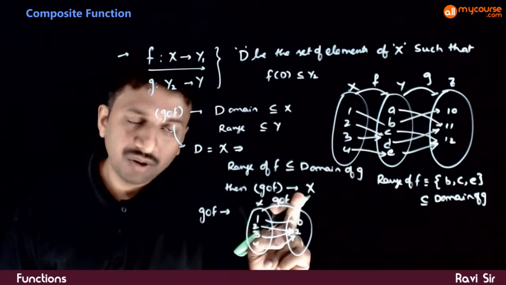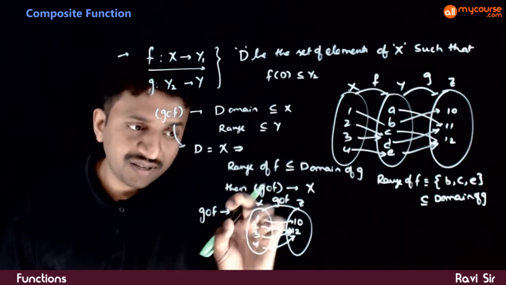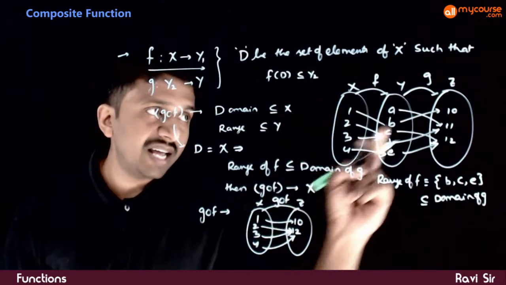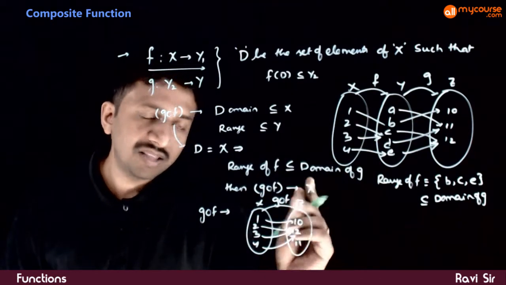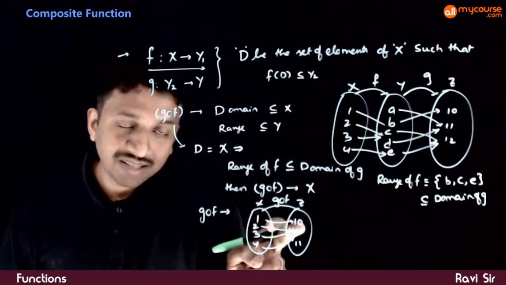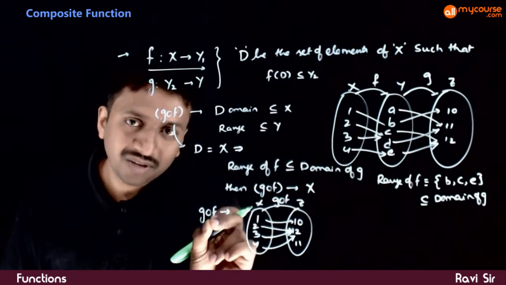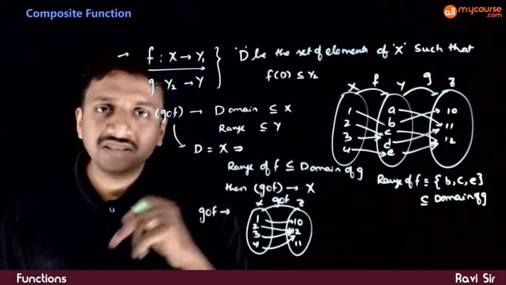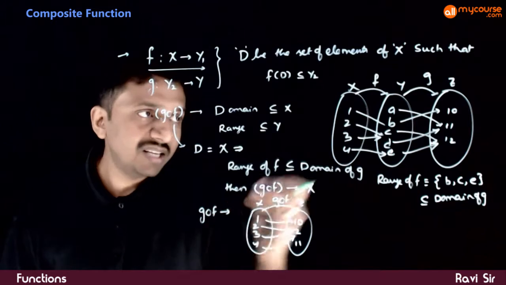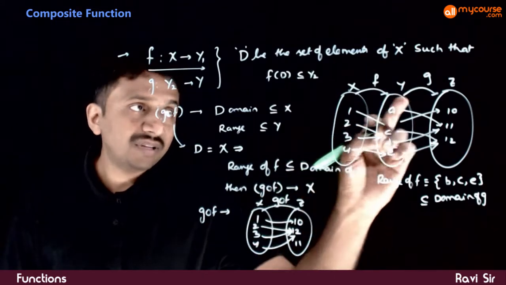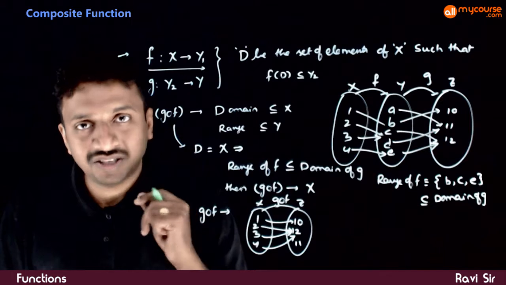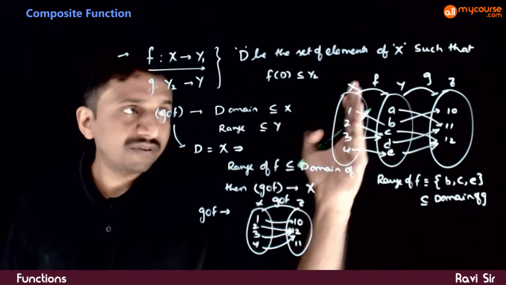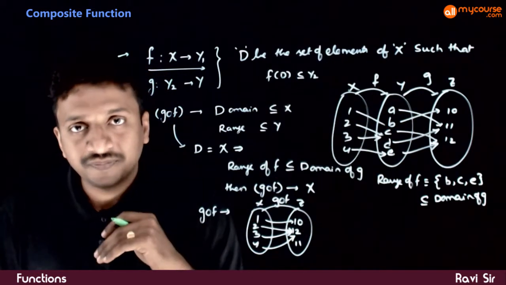So GOF is defined on the domain X. And you can think of Z as the codomain. And you can see that the range of GOF is always a subset of the codomain of the second function Z. Or you can also say the range of the function G. The domain is a subset of the domain of F. The range is a subset of the range of G.